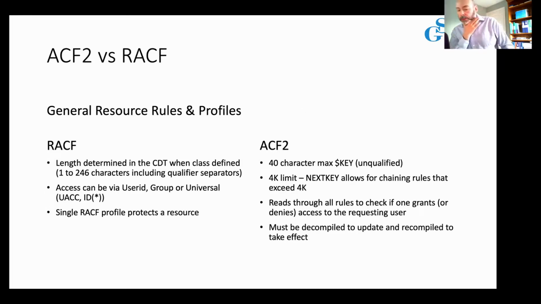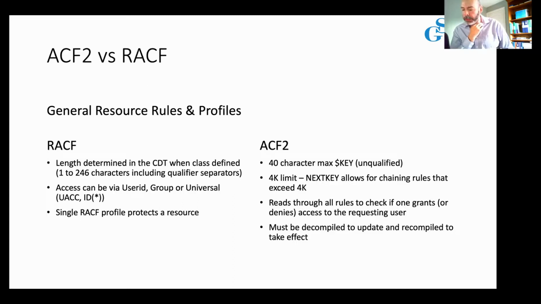General resource rules. The length for a RACF profile is determined in the CDT when the class is defined, assuming you're using a dynamic CDT. It can be 1 to 246 characters, including qualifier separators, although it's rare to have qualifier separators in a general resource rule. Again, access can be via the user ID, group, or universal, and a single RACF profile protects a resource the same as data sets.